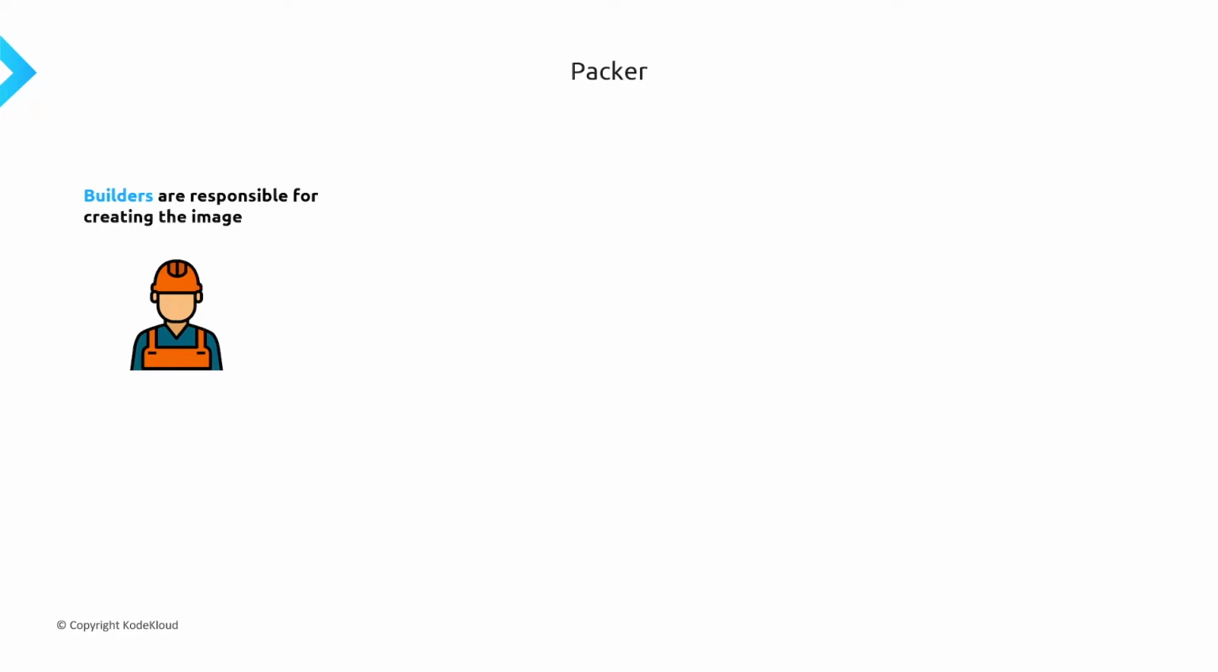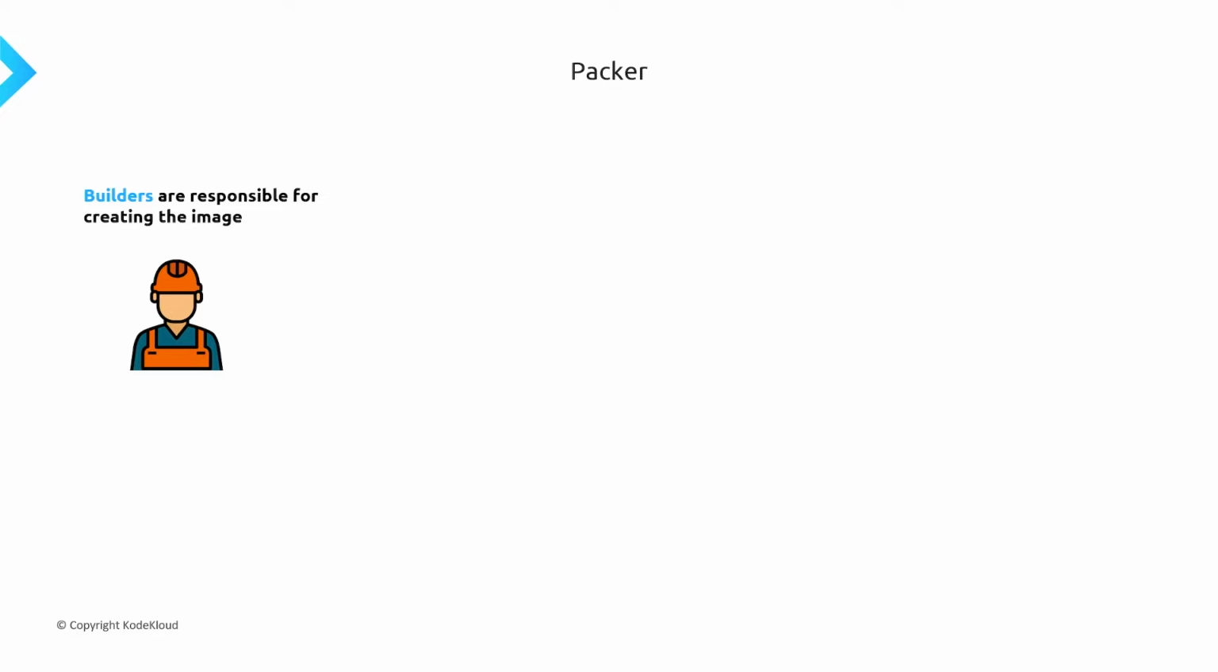And depending on what platform you're working on, you're going to be using a different builder. So for every platform, there's a different builder. If you're working on AWS, you're going to use the AWS builder. If you're working on Azure, you're going to use the Azure builder, because they need to be able to work with those specific platforms. So they have to understand the APIs of those platforms.